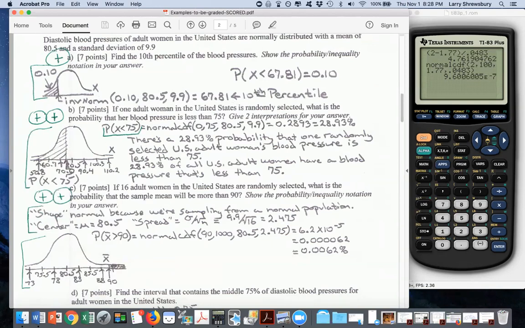Oh, and notice this. It said show the probability inequality notation. So, in fact, let me show you how you can use your sketch to make sure you get your inequality pointed the right way. So let's suppose over here you're saying, all right, my 67.81 is right there, 67.81, and my x values are off to the left, so put the x over to the left.